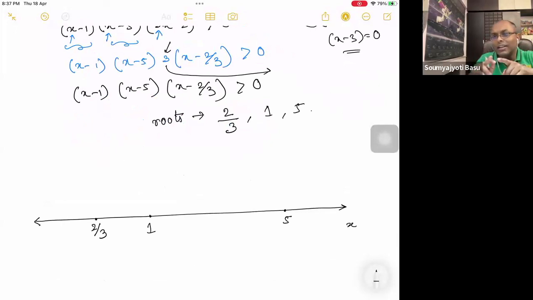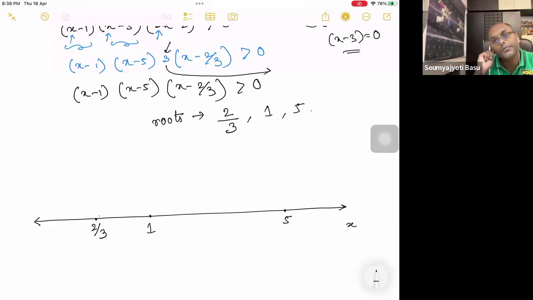You don't need to maintain this scale. What I mean is, the distance between 2 by 3 to 1 is much less compared to 1 to 5. That is actually true in a real graph, but you don't need to maintain that while solving the problem. I have done it just to show you. So these are the roots. I have plotted them. Now, the next step is very important to understand.